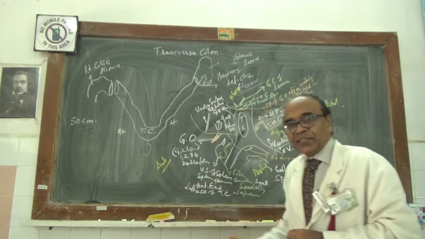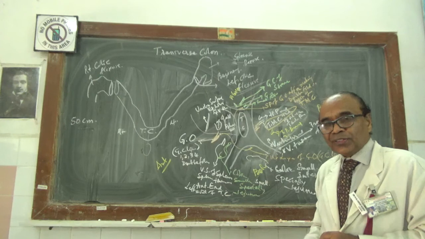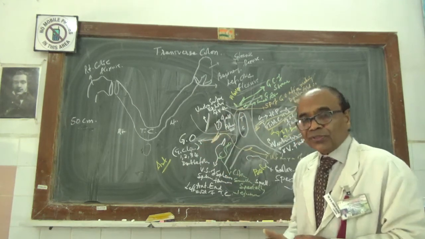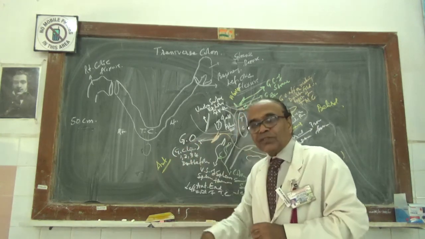On the left side you will be having a left colic group of lymph vessels and lymph nodes. It will be going to open into the what? Inferior mesenteric group of lymph nodes. Then right part, left part, they together go into the what?